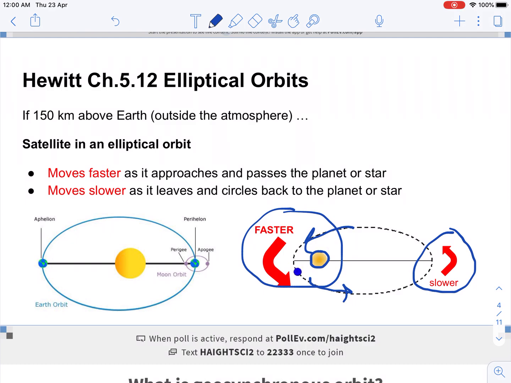And this gives the points different names. This isn't anything I'd expect you to remember. With the moon, you can see here on Earth, it would be going slowest at apogee and fastest at perigee when it's closest to Earth. And same thing with Earth rotating around the sun. We're going fastest at what's called the perihelion and the slowest at the aphelion, I guess is how you say that.